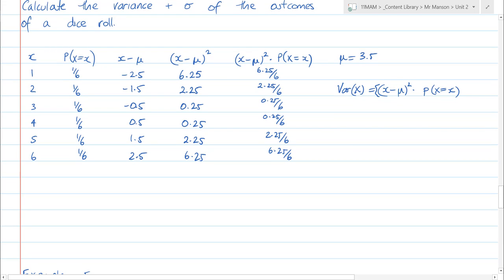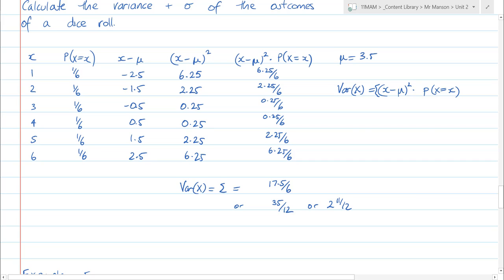And then my variance of X will be equal to the sum of these values, which will be equal to 6.25 plus 2.25 is 8.5, plus another 8.5 is 17, plus 0.5 is 17.5, over 6, which can be better written as 35 over 12, or 2 and 11/12.